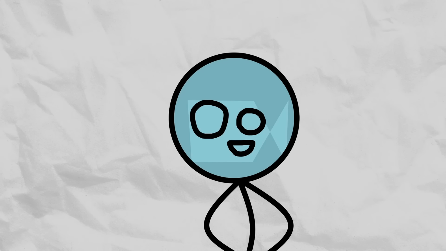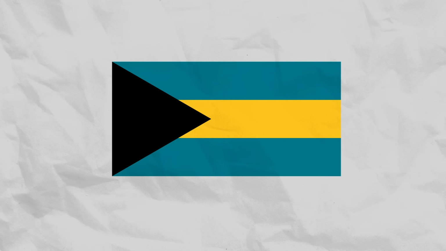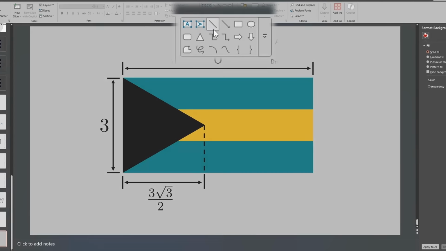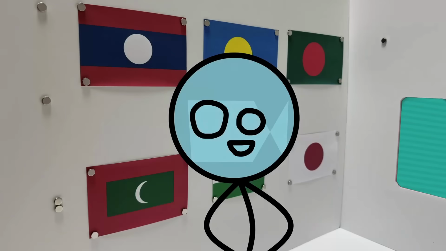You see, we actually missed a lot of flags with triangles or slanted stripes. For example, the flag of Bahamas only contained 3 stripes and an equilateral triangle, which can be constructed just by using the default triangle shape in PowerPoint. I saved them until now because I wanted to draw them after we are done with root 3, so let's go through them now.